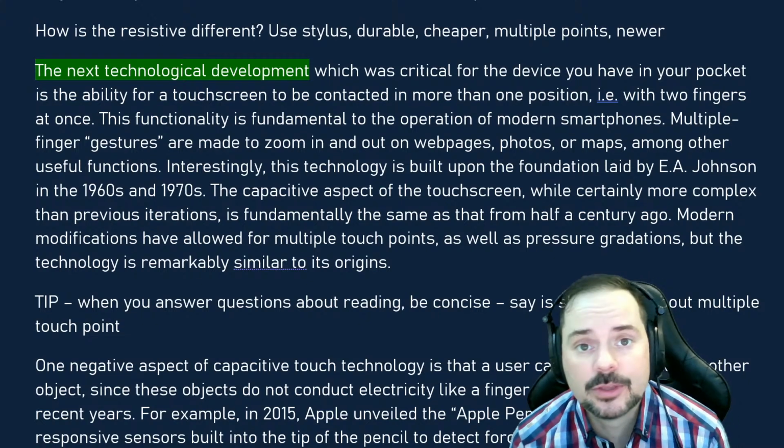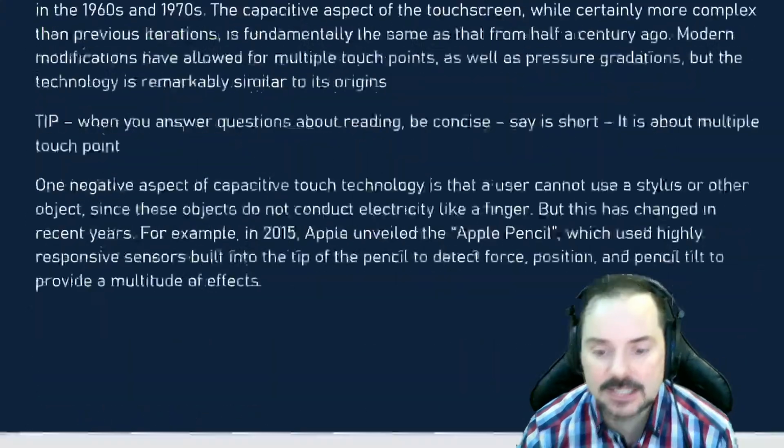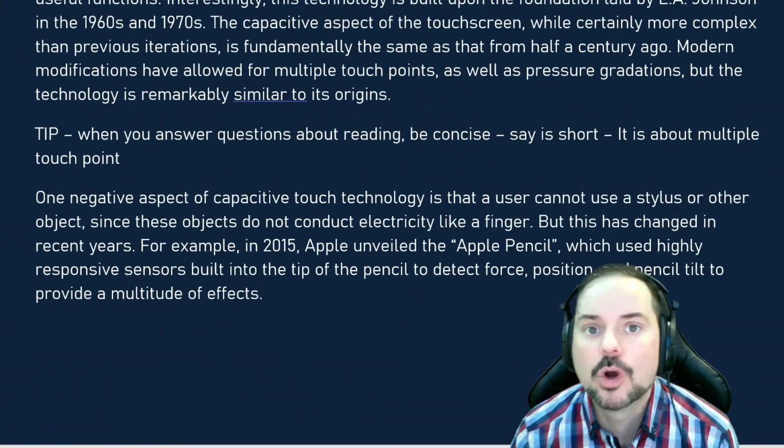But here, the point that I want to emphasize is that you need to be concise. Okay, you need to be concise. All right, we've got a little bit left to go, then we go on to the questions.